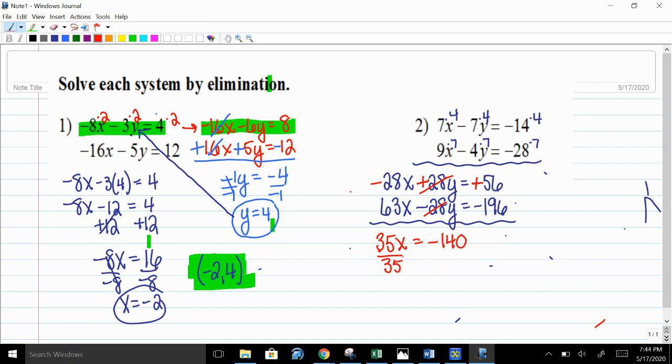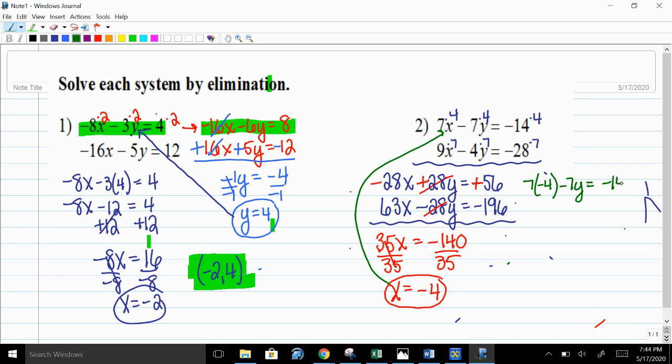Divide both sides by 35, and you get x is equal to negative 4. We take that x and we plug it back into an equation. I'm going to go all the way to the top one. So I'm putting it right there. So it's going to be 7 times negative 4, minus 7y is equal to negative 14. 7 times negative 4, that's negative 28, minus 7y is equal to negative 14.